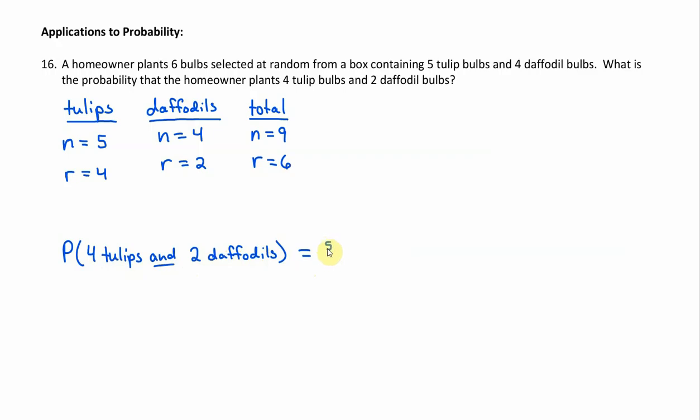I guess, 5 choose 4 for the tulips times 4 choose 2 for the daffodils, and then all together we know there are 9 flowers and we got to pick 6. So that's what we'd have to divide by, all the possible number of ways that you could pick 6 out of 9, regardless of if they're tulips or daffodils or how many of each you're getting. So there's a lot of simplification here, it looks like. But it might not be quite as intense as it looks.